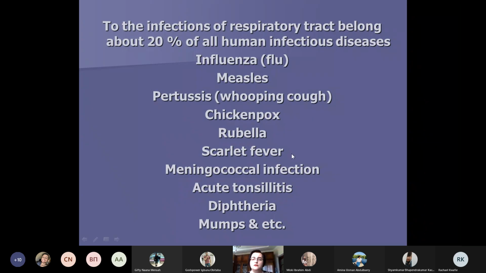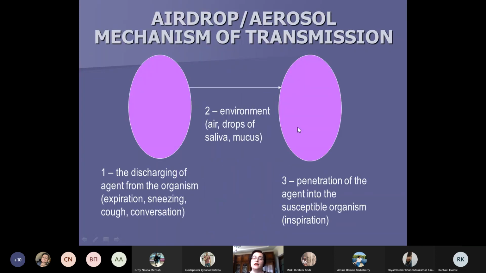infection. Scarlet fever, it's already a bacterial infection, don't forget about this, it can be very serious. Meningococcal infection, we will speak about this. A lot of acute tonsillitis of different kinds, we will speak about them in practical classes. Diphtheria, we will remember about diphtheria during this lecture. And mumps also belongs here, I have to change the place of mumps because it's exactly a viral infection and characteristic for children. And a lot of others.